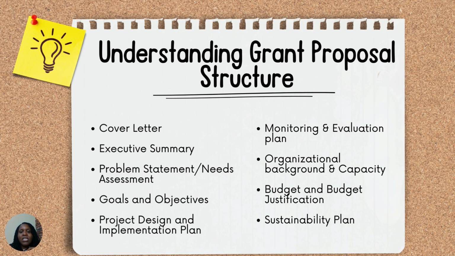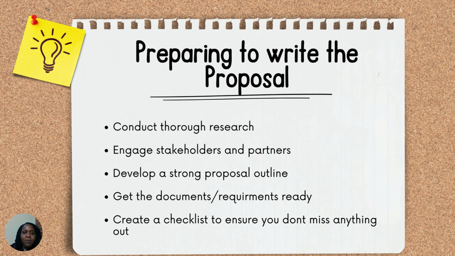All right. Budget and budget justification. Ensure that your budget is feasible, it is realistic, and it is aligned. Your budget is part of what your grant proposal looks like. It's like a monetary expression of all you have written. And then your sustainability plan, very important. How will your business stand the test of time?